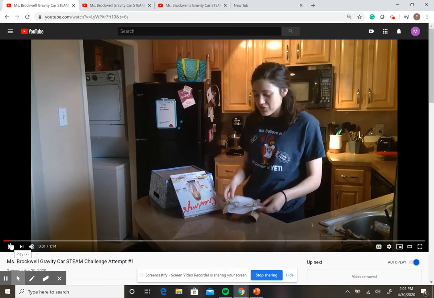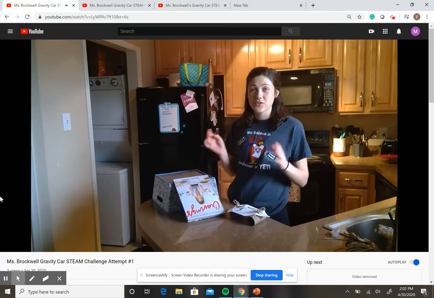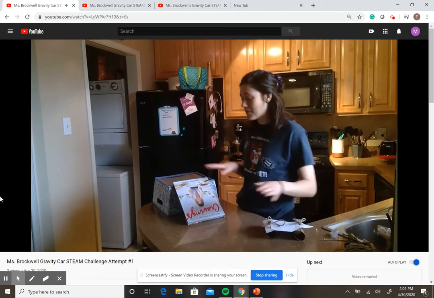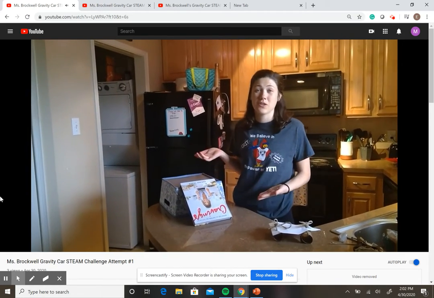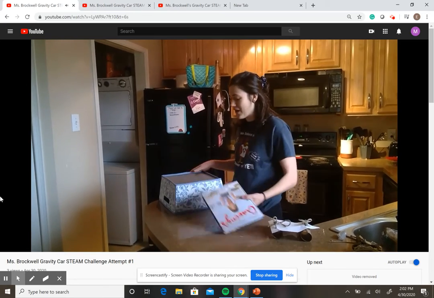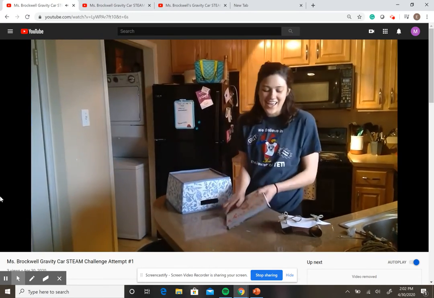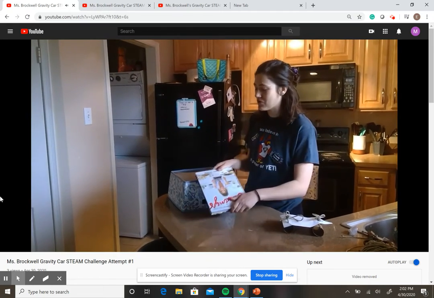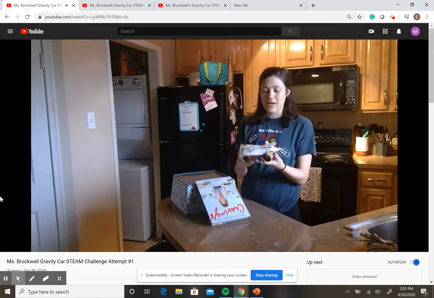All right, this is my attempt number 1. So I wanted to show you my first attempt. First I want to show you how I built my ramp, because doing these science projects every week is really all about using what we have. So I actually had a storage bin that I turned upside down, and I had an old cookbook that I'm using as my ramp. Now this is my first attempt in building.